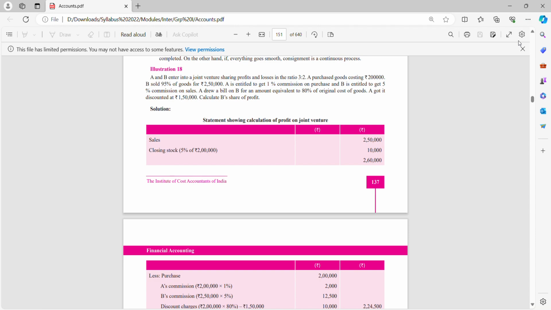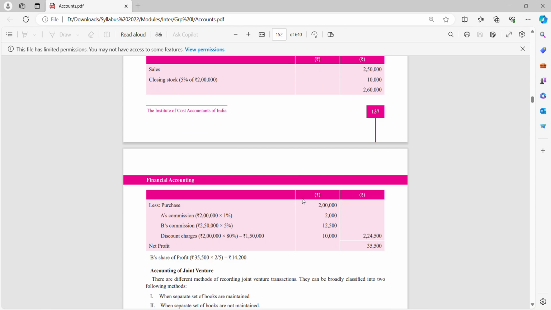So we have sales here of 2 lakh 50,000. Then we have closing stock, 5% of 2 lakhs. See, they have given us that A purchased goods costing 2 lakhs and 95% is sold, so 5% is still in stock. So 10,000 is in stock. So total is 2 lakh 60,000. Out of this, what am I supposed to do? I'm supposed to remove my expenses: purchase expense, commission expense and discount charges. If I remove them, I get a profit of 35,500.